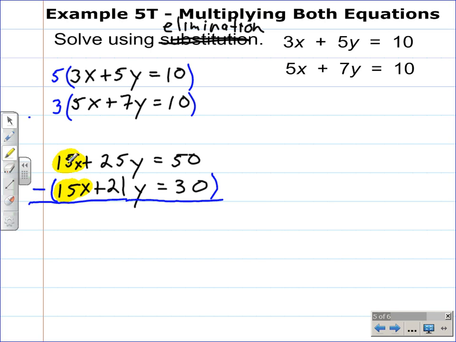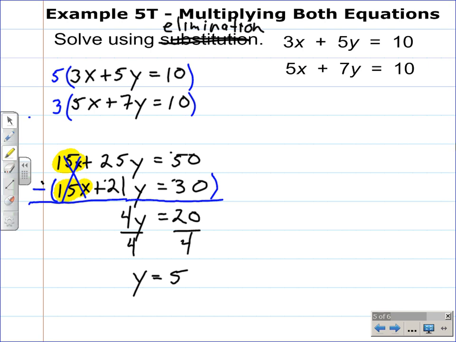Subtracting these term by term, 15x take away 15x becomes 0, therefore they're eliminated. Subtracting the y terms, 25y take away 21y gives 4y, bring down the equal sign, and subtracting the constant terms, 50 take away 30 gives 20. Now I solve this equation by dividing each side by 4. So y is equal to 5.